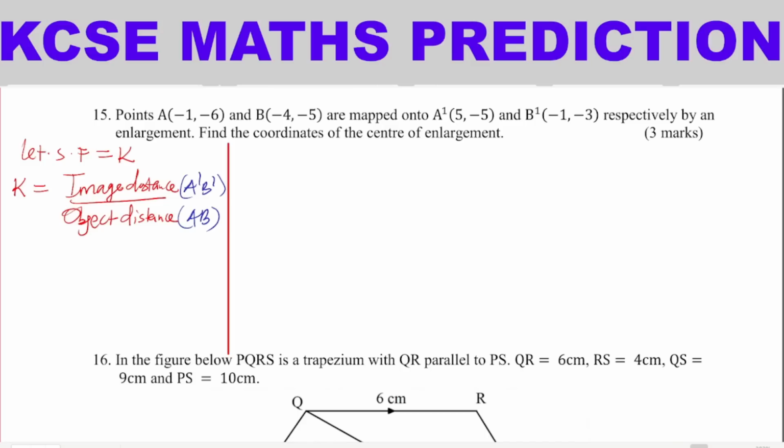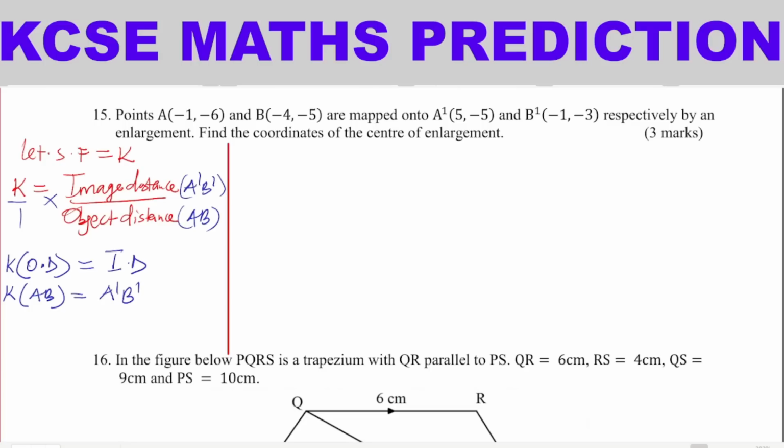So therefore, if you cross multiply these, you get K multiplied by the object distance, OD, is equal to the image distance. If I substitute my values here, I'll get K times AB, the object distance, is equal to A prime B prime, the image distance. That is what I need to get. So therefore, we need to get AB. So how do you get AB?